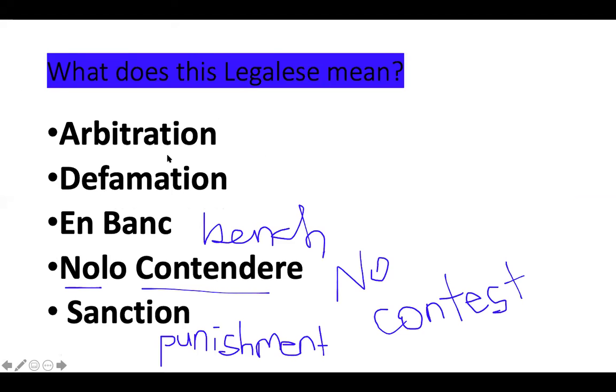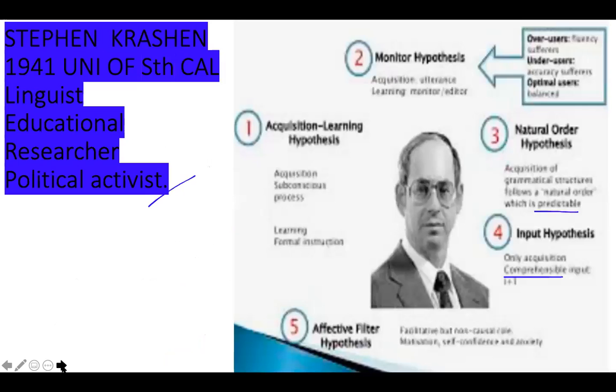Arbitration meaning negotiated settlement over a dispute. Defamation when you get sued for saying something publicly, like on a Facebook page. En banc is on bench for the judges when they're there. Nolo contendere is no contest, and sanction is a form of punishment.